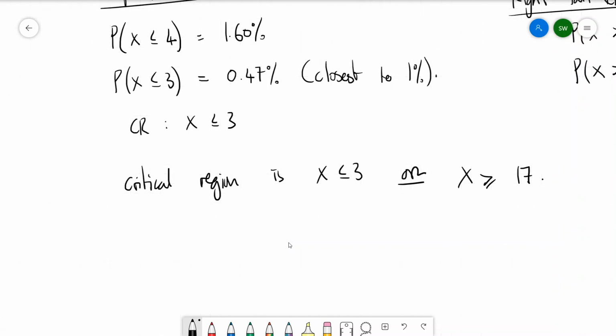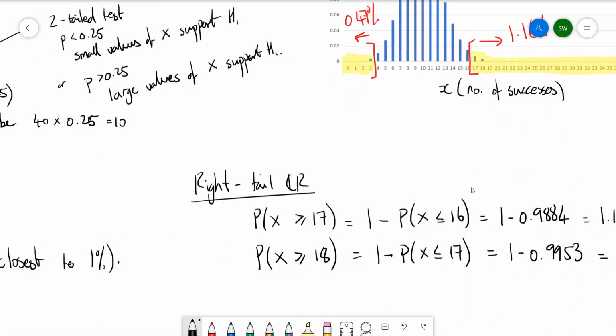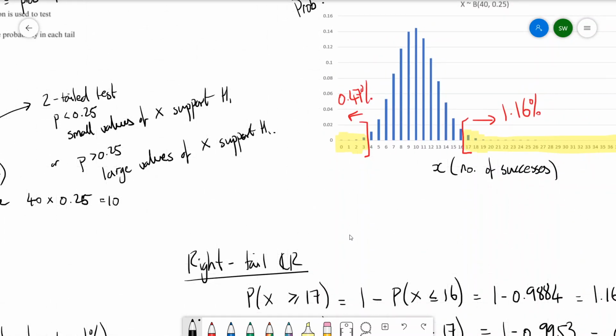Okay, and finally for part B, we need to write down what the significance level is. So remember, the actual significance level is what's the probability that you're in the critical region if H0 is true. So we've actually worked out these probabilities. So that's basically saying what's the probability that x is less than or equal to 3 or x is greater than or equal to 17 if H0 is true.